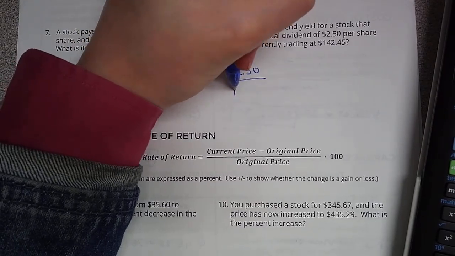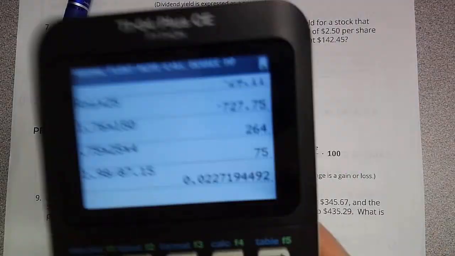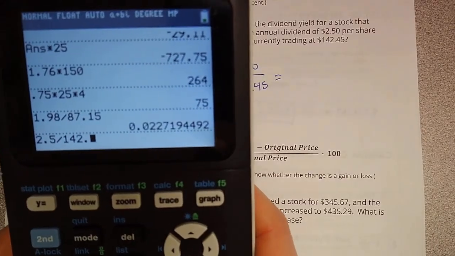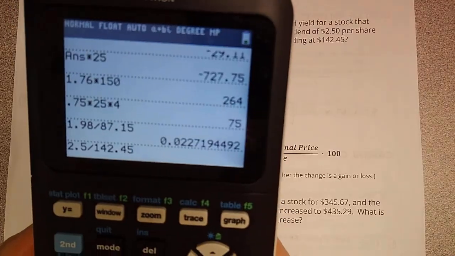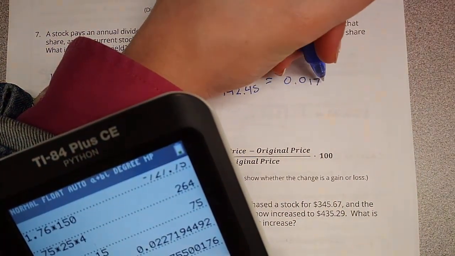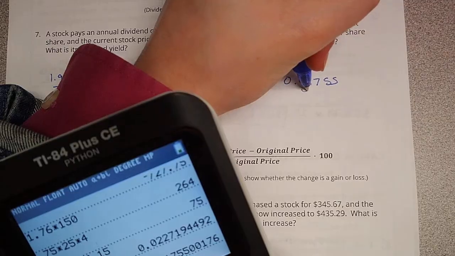Okay. What is the dividend yield for a stock that pays an annual dividend of $2.50 per share and is currently trading at $142.45? Same thing. 2.5 divided by 142.45. So we got 0.01755.